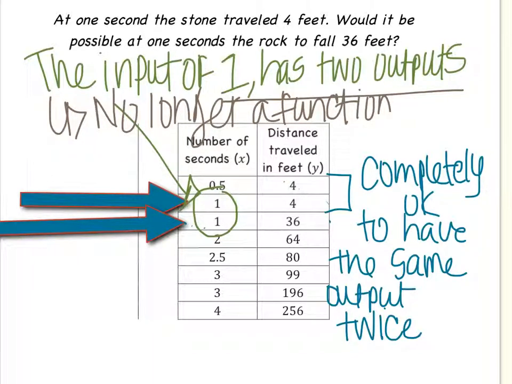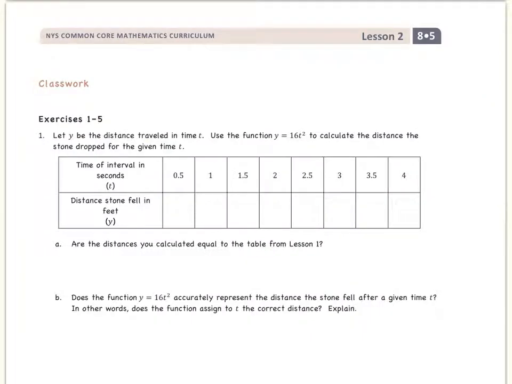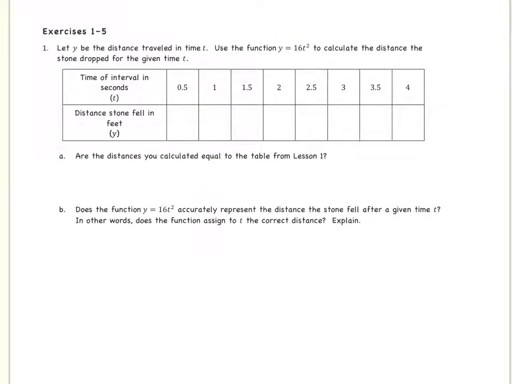So let's go ahead. I need you to flip your sheet in your notes. We're going to take a look at exercise 1. We're going to let y be the distance traveled in time. We're going to use this function. This is also a formula. Didn't we say a function can be represented as a formula? And we're going to calculate the distance the stone dropped for the given time t. Oh, here's my table. 3 different ways we're representing it already. So I'm going to cross out A and B. We're not going to worry about that for today. And I'm going to do the work for when I fill in my table in the spot below.